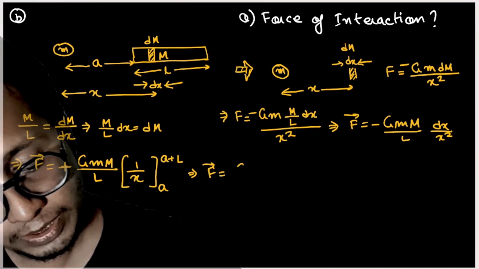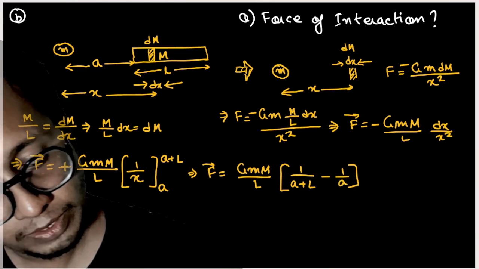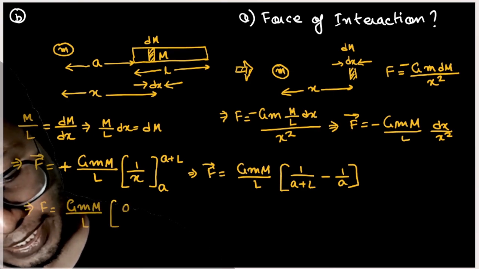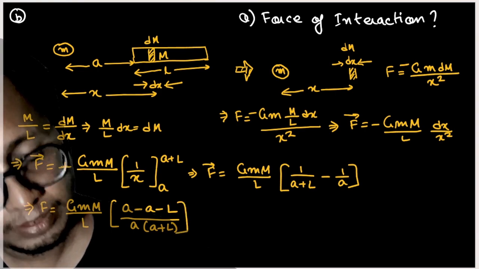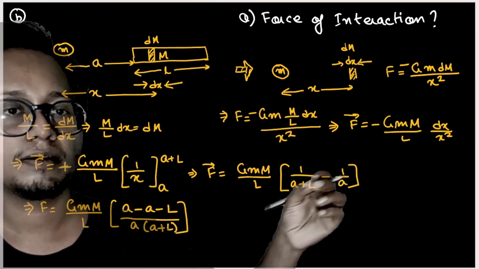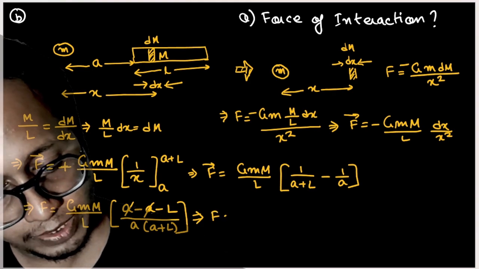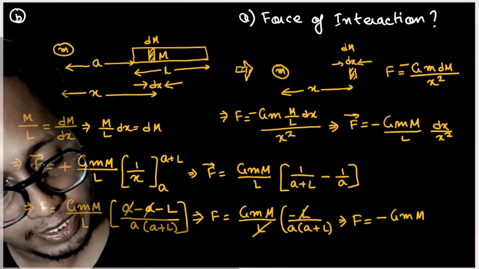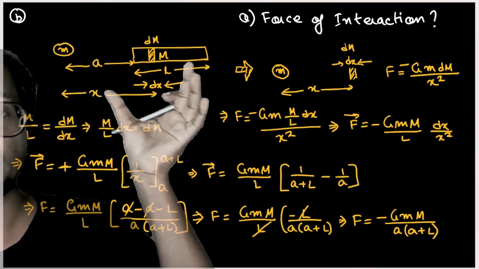So F is equal to GmM by L into 1 by a plus l minus 1 by a. Or force is equal to GmM by L into how much? If I take the LCM here, it would be nothing but a into a plus l. And if I subtract, just take common LCM and cross multiply, we'll get this term. So F here would be G m M by L into minus L by a into a plus l. So here L will get cancelled, or F here is nothing but minus G m M by a into a plus l. So this is the force of interaction between a rod and a mass. So I found out the force of interaction.